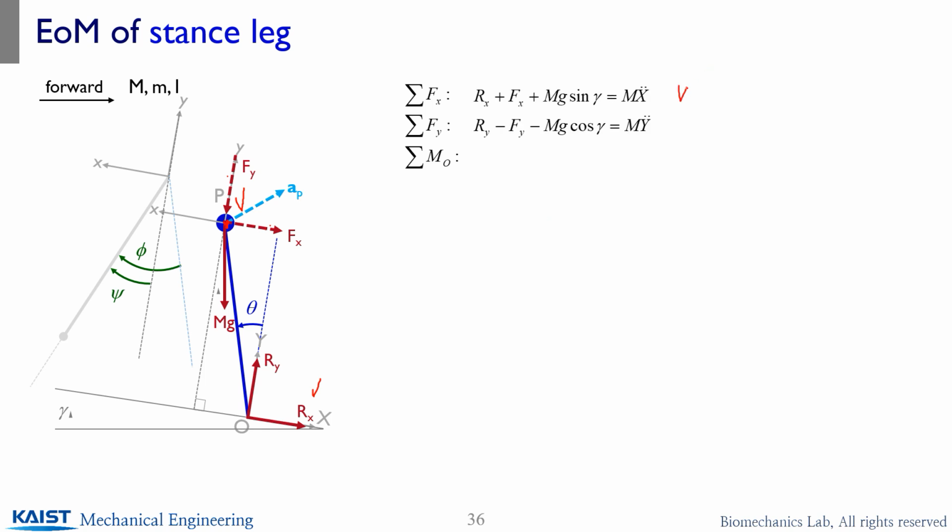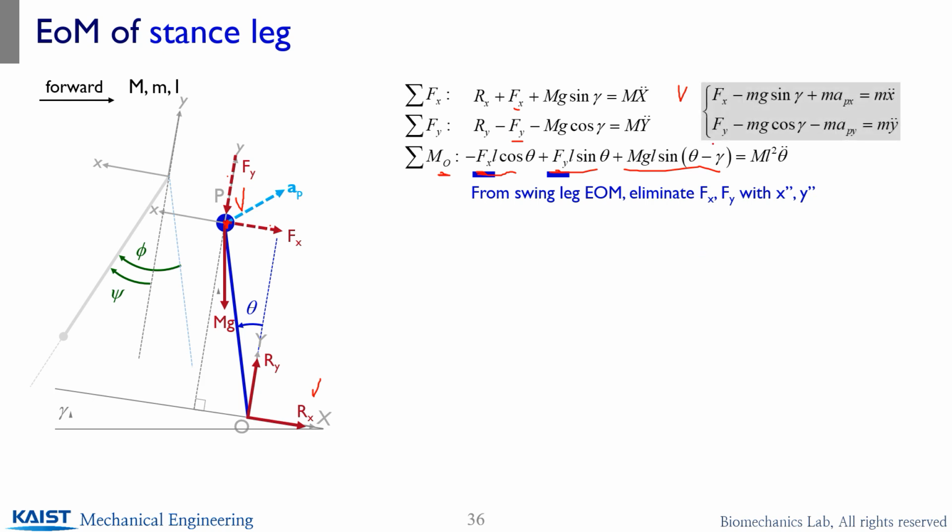So you can have Newton's law in the x and y directions, and a moment equation with respect to the ground contact, which will have a moment contributed by fx, fy, and mg. So you have 3 terms. And how can you eliminate fx and fy? Well, fx and fy come from the swing leg equations of motion. So if you recall the swing leg equations of motion, you can substitute fx and fy in terms of all the other terms you might be interested in.